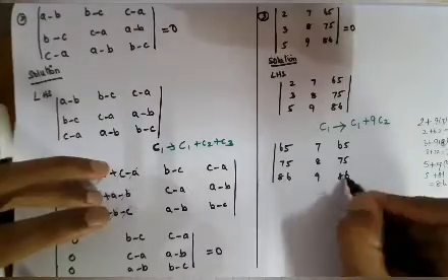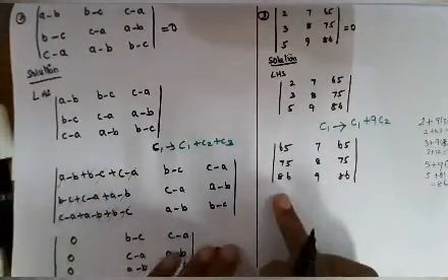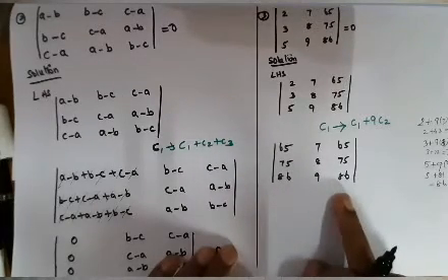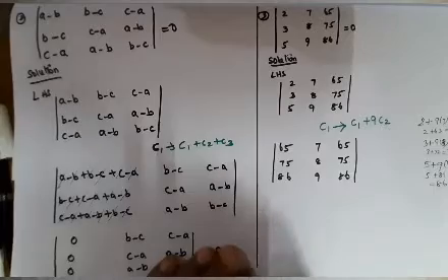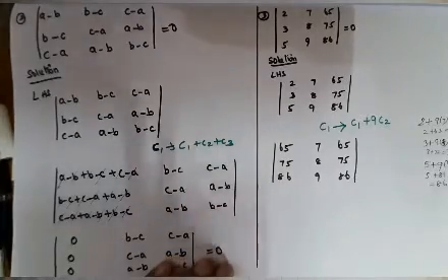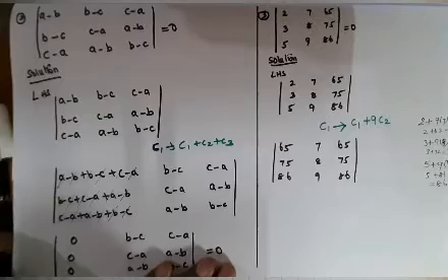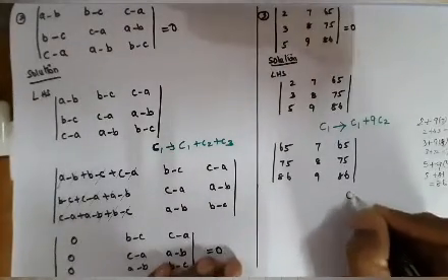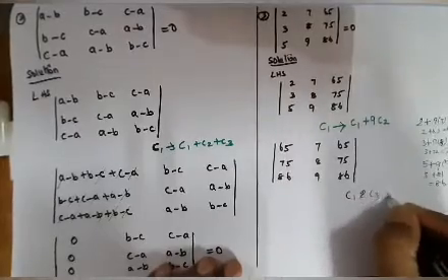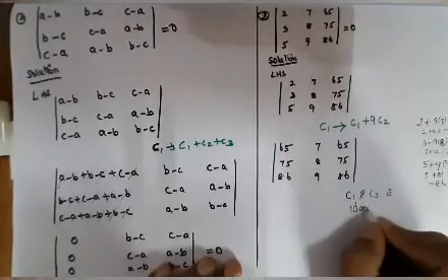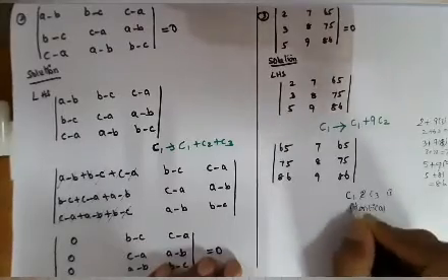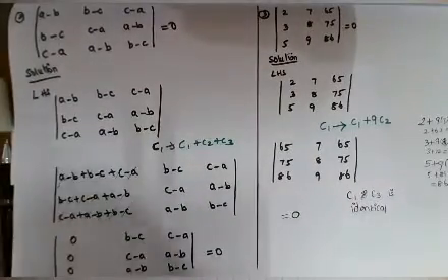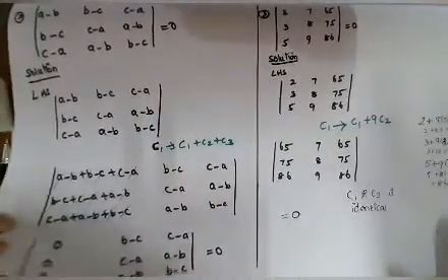Nothing happens in this. So now see here, column 1 and column 3 are identical. According to property 3, both columns are identical. So you can write like this: C1 and C3 are identical. Therefore the given determinant is 0.